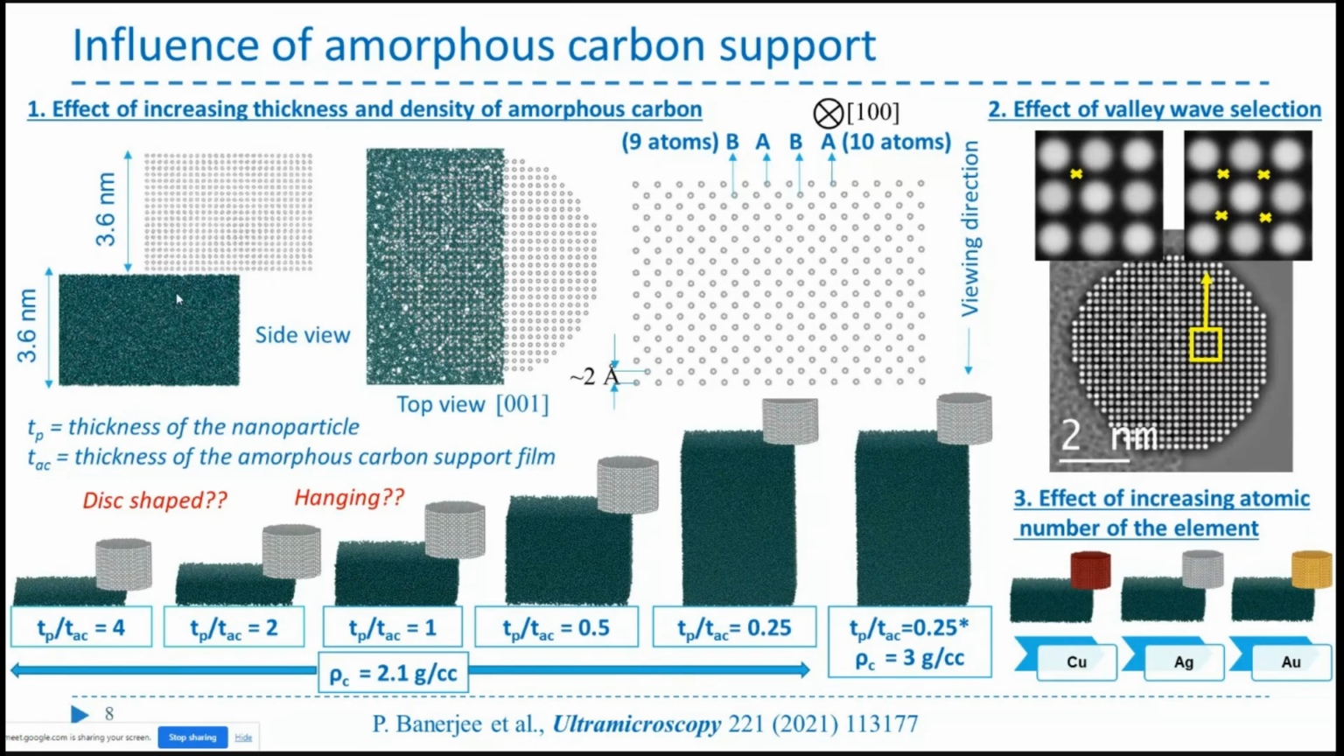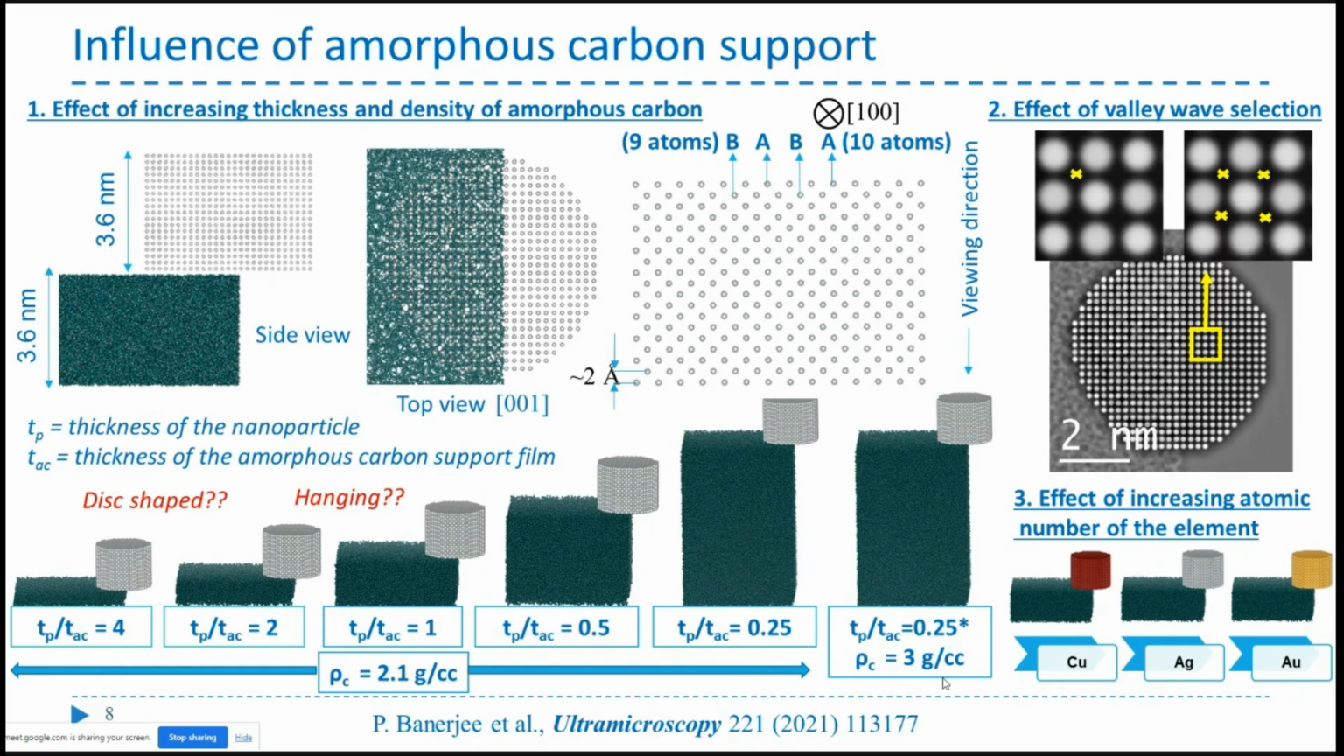For silver, we have taken the same height here. We kept this value at 3.6, but we changed the AC, meaning the amorphous carbon film thickness, gradually, starting from a very small thickness. This is the particle thickness, 3.6. Here the amorphous carbon thickness is more, and here we also have different amorphous carbon densities. So we have simulated that.